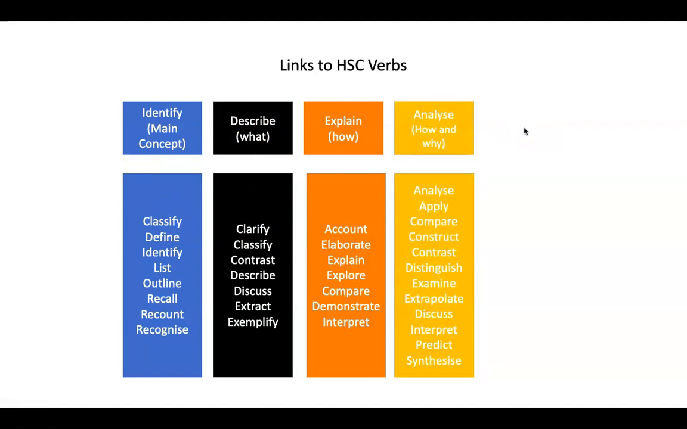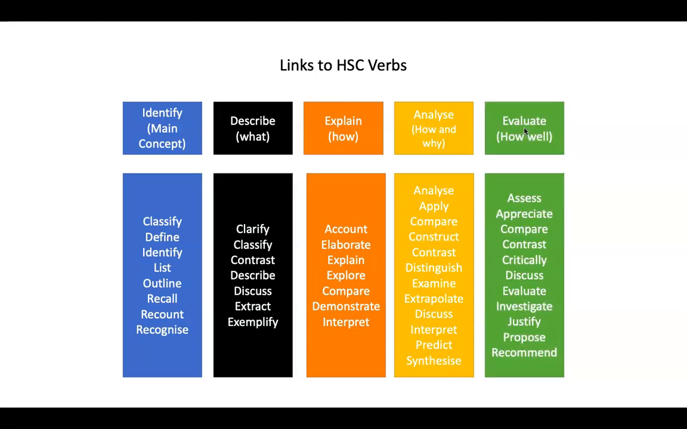Analyse is the how and the why, so verbs like analyse, apply, again compare can be in this one. Construct, contrast, compare and contrast often will go together. Distinguish, examine, extrapolate, discuss, interpret, predict, synthesise. All of these verbs, when you see them, relate to analyse. So if you're going to contrast or distinguish something, you need to identify, describe and explain before you get to that distinguish part of the question.